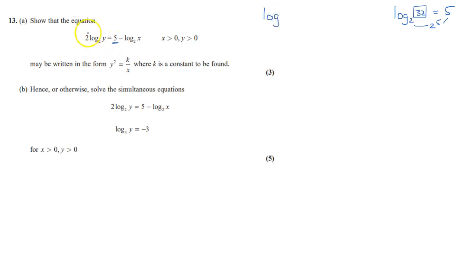So this equation becomes log, this 2 will be the power of y square, and 5 is log 32 minus log x base 2. So that is equal to log 32 over x base 2, and log y square base 2.